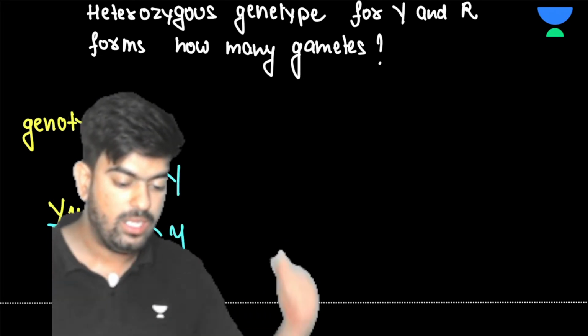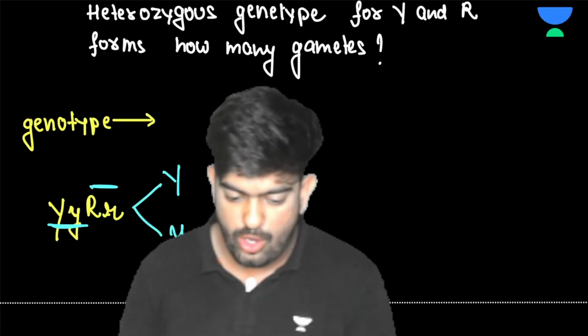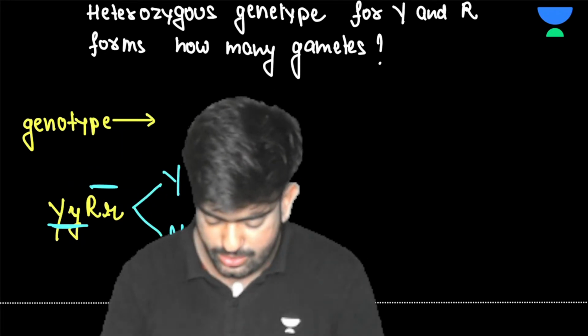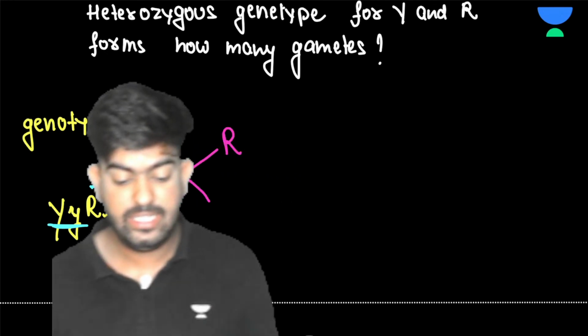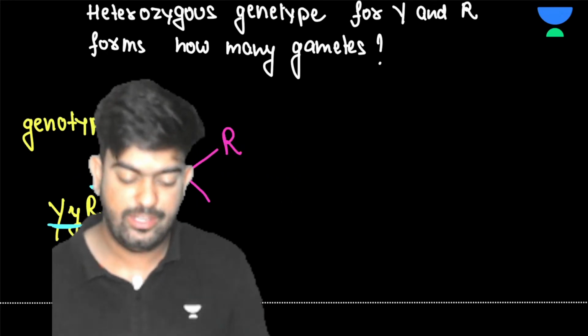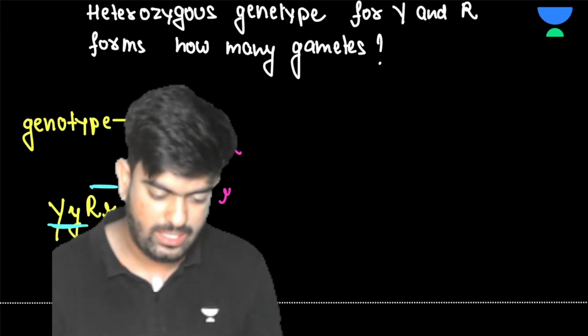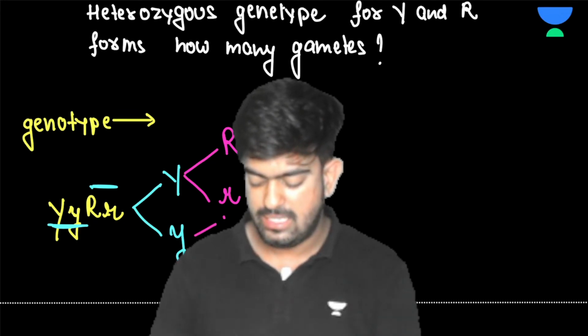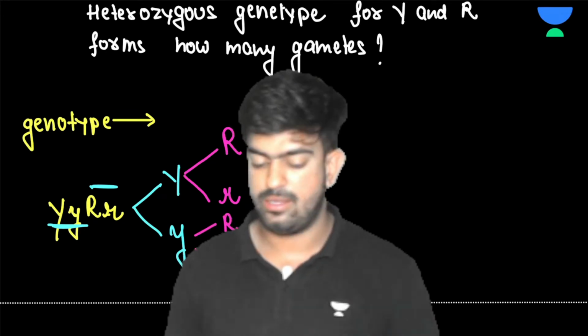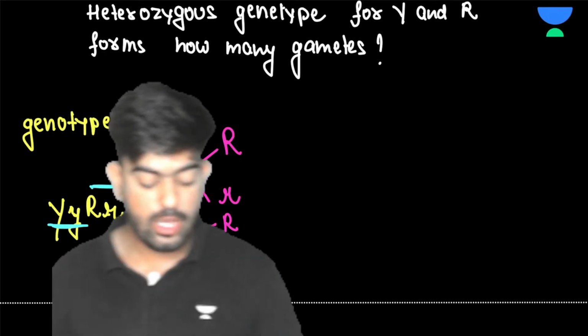Capital Y and small y, right? Now we are going to bifurcate for R, because it is also the heterozygous condition. So capital R and small r. Here also we will have capital R and small r. Done? Yes, sir. Now what?